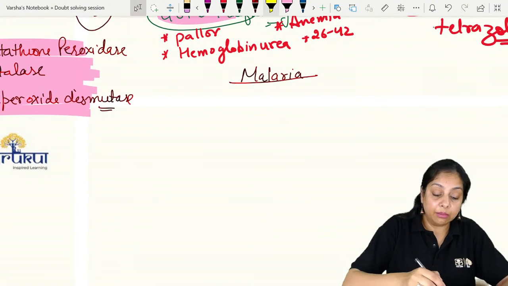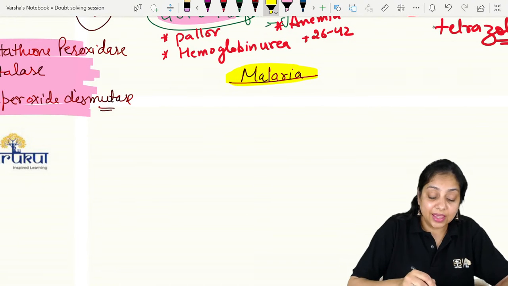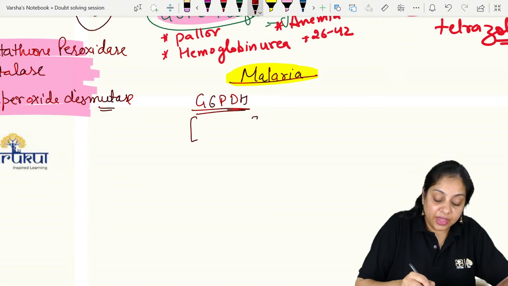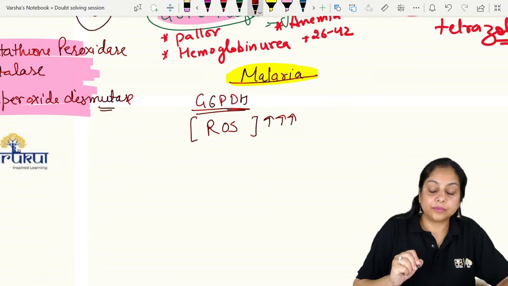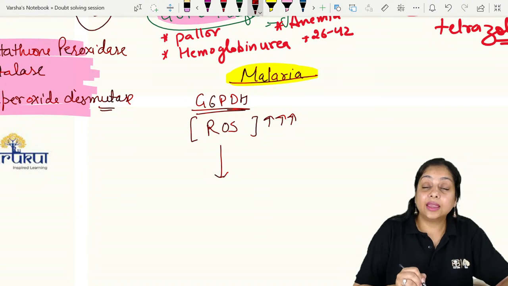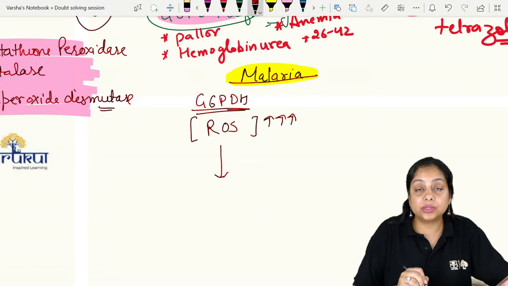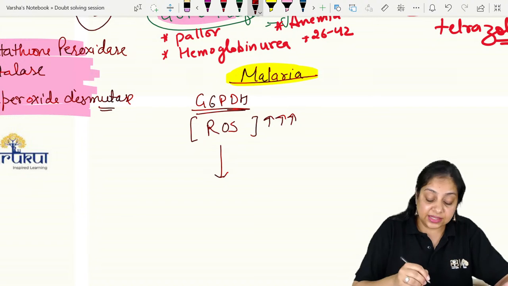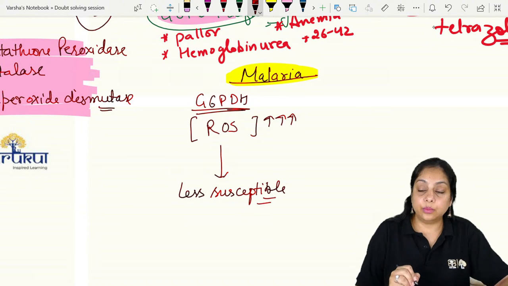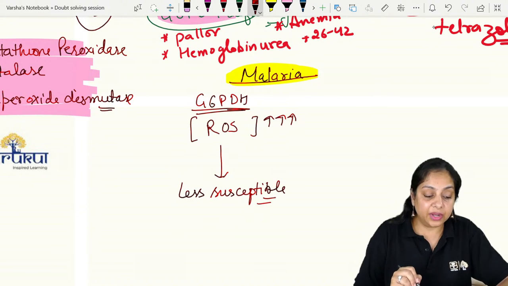Now the malaria. Malaria is a funny thing. In a G6PDH deficiency patient, we have a very high amount of reactive oxygen species. These reactive oxygen species actually kill, or make the patient less susceptible to the causative organism. What is the causative organism for malaria?